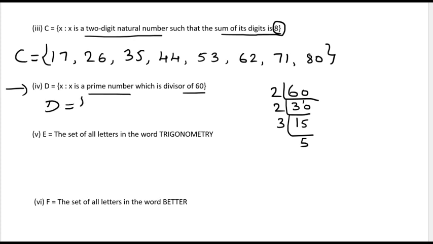So D is equal to all the prime numbers, all the prime numbers you have to write, which are divisors of 60: 2, 2, 3, 5. So in a set, we should never repeat the elements. If you have 2 two times, you should write only one time. That is the rule. So how to write a set means the numbers should not repeat again. If you have 2, 2, you should write it one time. That is 2, 3, 5. 2, 3 and 5 are the divisors of 60 and these numbers are prime numbers.